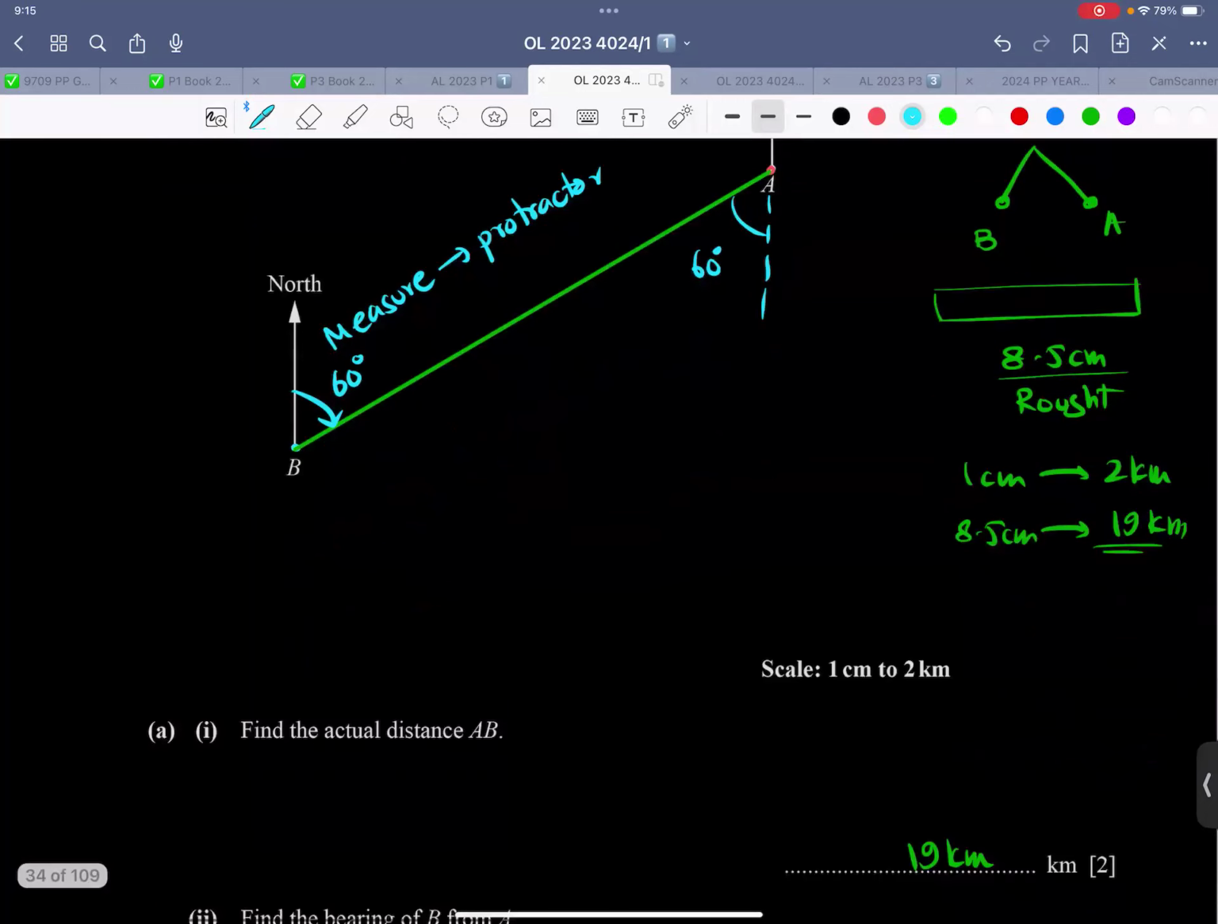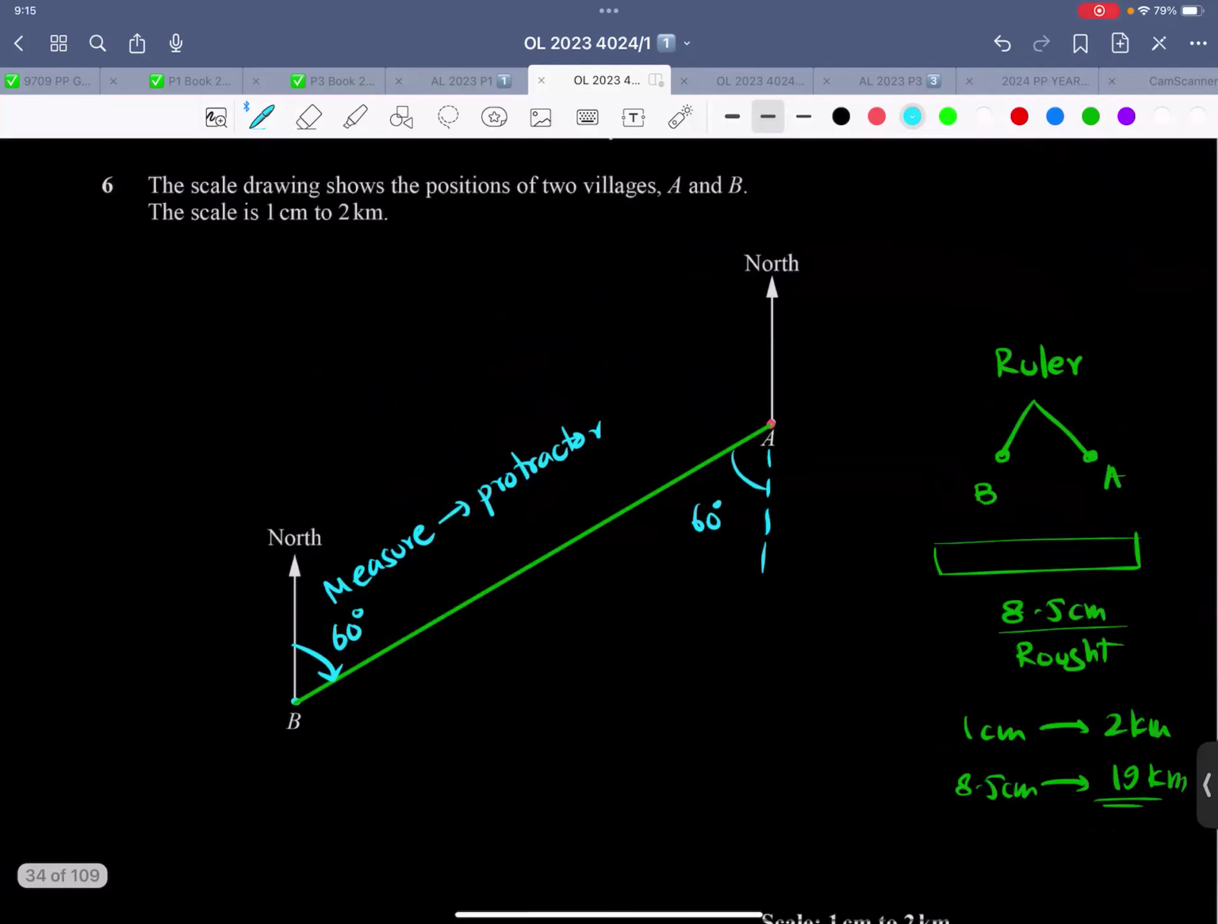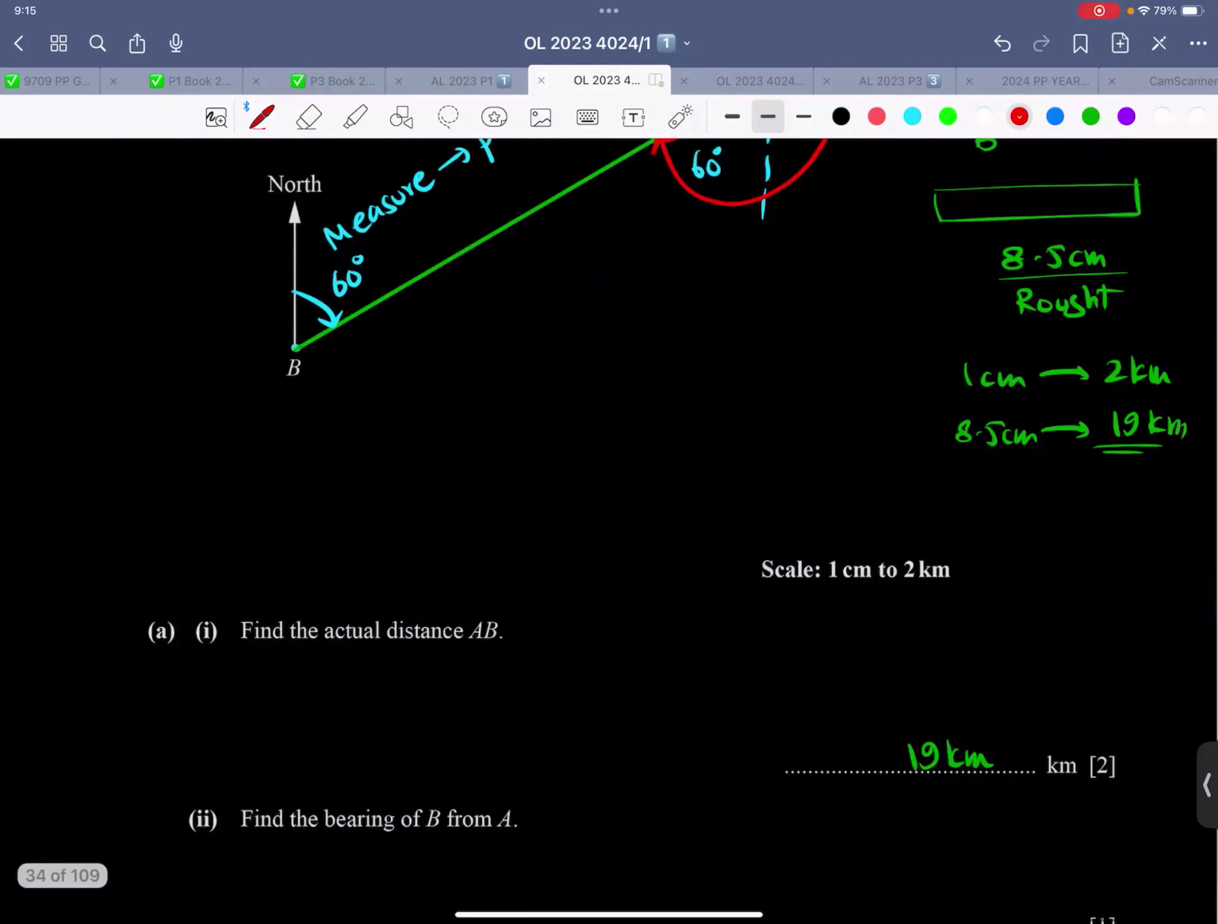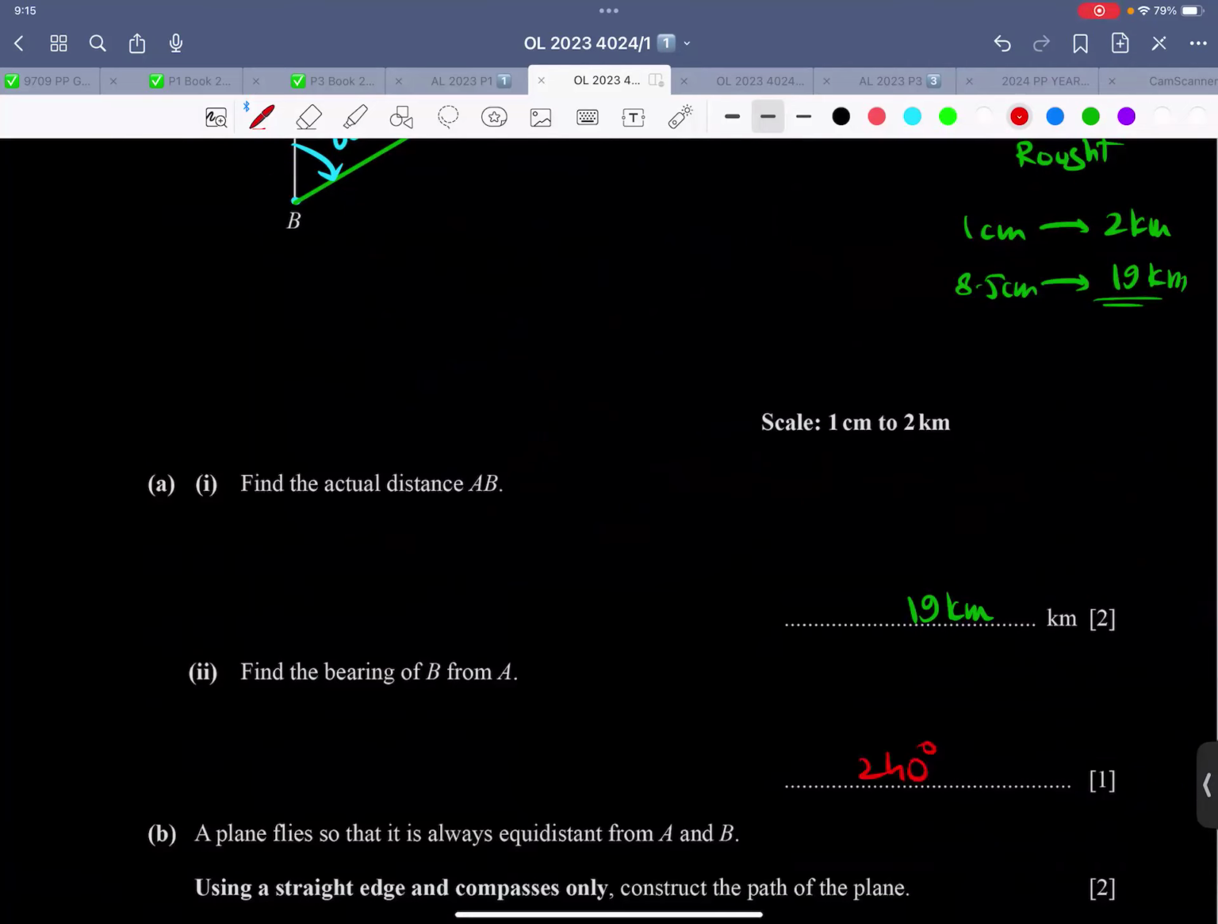So therefore, the bearing of B from A. So B from A, this is A. B from A is going all the way like this. So this is 180 degrees, 180 plus 60. So that would be 240 degrees. Again, this is a rough estimate.